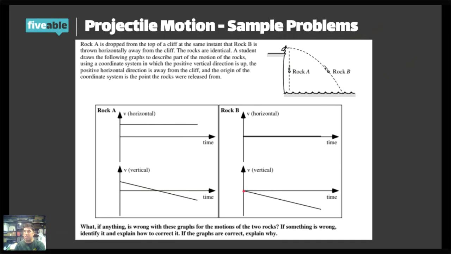Rock B's looks pretty good. They threw it sideways. So it should start with no velocity vertically and then accelerate at a constant rate. So if I were to change these graphs, they'd probably change to be something like this. Rock A's velocity should be zero, vertically or horizontally. Rock B's horizontally should be constant and positive. And rock A's vertical graph should look the same as rock B's vertical graph. They should have the same slope. Both start at zero and both go negative because they are both falling downwards with no initial vertical velocity.